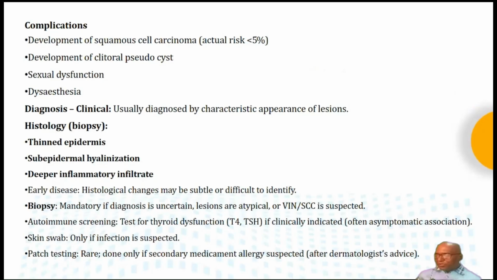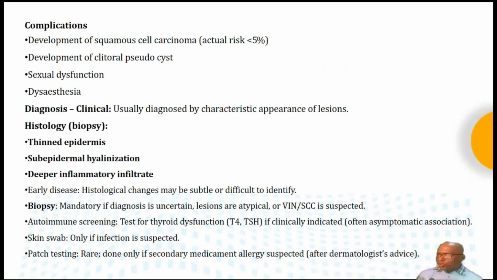Please remember the histopathology of this particular lesion. Most of the students get confused at the level of the histology. After finishing these dermatoses, we'll have a comparative presentation of all of them, so you can remember easily. So histology: thinning of the epidermis, subepidermal hyalinization, and deeper inflammatory infiltrate. So if you see an epidermis which is thin, with subepidermal hyalinization and deep inflammatory infiltrate, the diagnosis is lichen sclerosus.